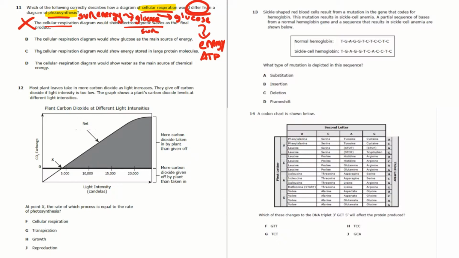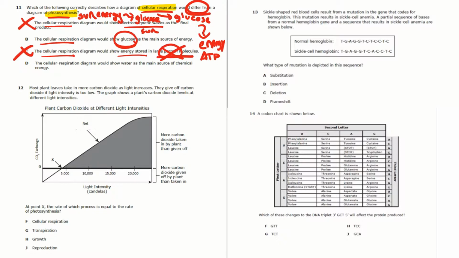Cellular respiration diagram would show glucose as the main source of energy, okay? Meaning cellular respiration is using that glucose as a main source of energy. Well, let's come back to it. Cellular respiration diagram would show energy stored in large protein molecules. Okay, in both of these, we are not involving protein. So that shouldn't even be included in either answer choice for photosynthesis or cellular respiration. So that makes this not be correct.